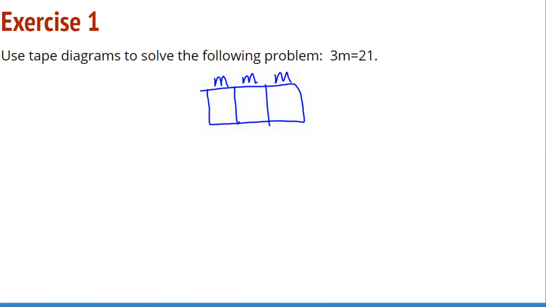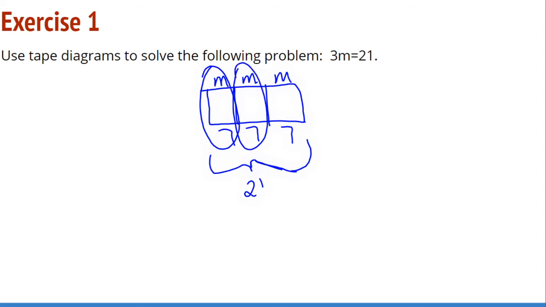You could also draw it like this. I like drawing it with the 21 a little bit down because then I can work inside of the 21. I can look and say, oh, my 21 has been divided by 3, so then I have my 7s right there. And I can very clearly see that m and 7 go together.